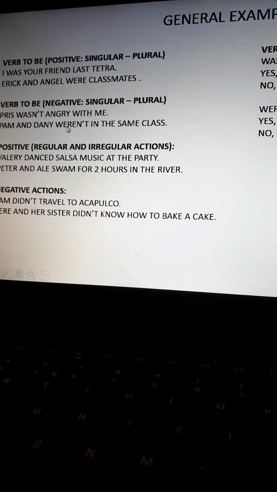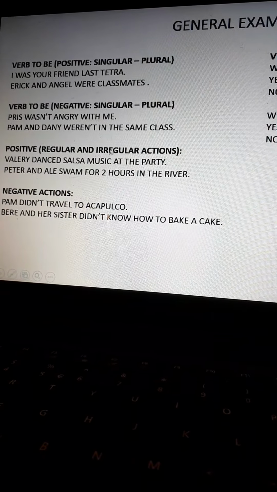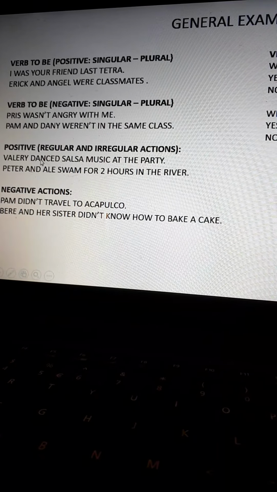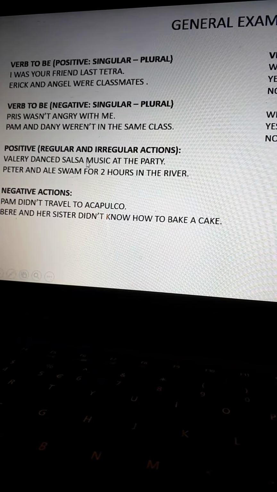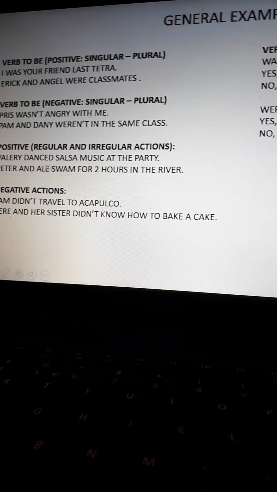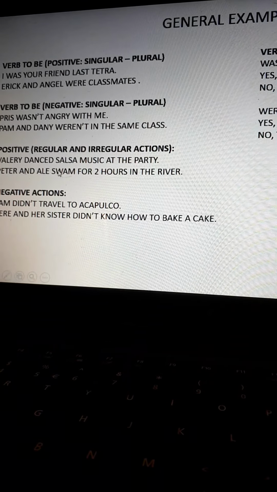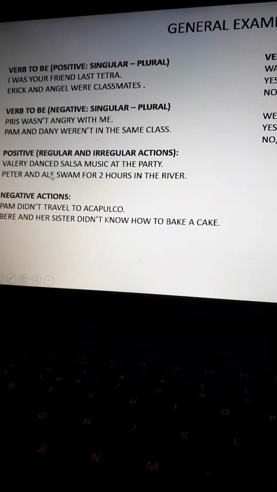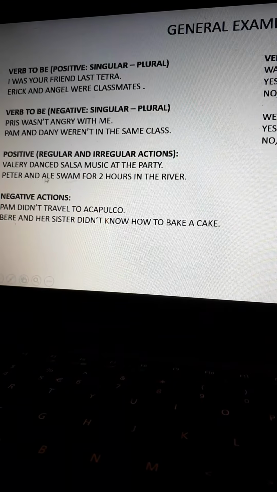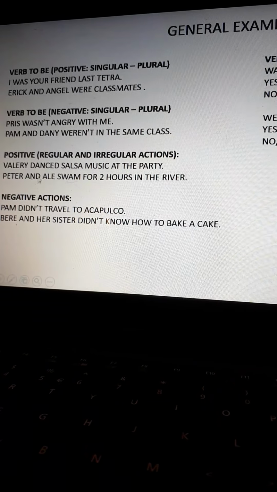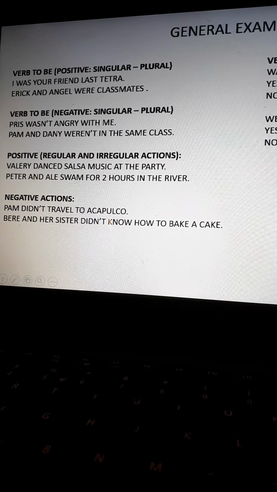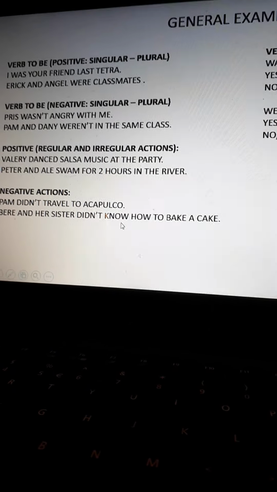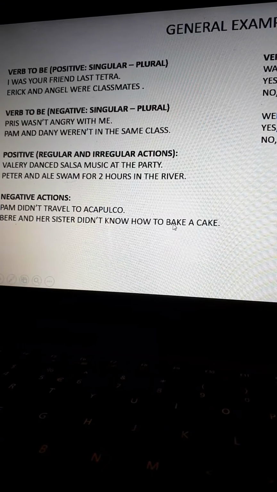And then we have more actions, okay, for regular and irregular actions. Valerie danced, regular, es verbo regular. Valerie danced salsa music at the party. Peter and Ale swam for 2 hours in the river. Swam es verbo irregular, es el pasado de swim, okay. This is positive. And now for negative, Pam didn't travel to Acapulco. For plural, Betty and her sister didn't know how to bake a cake, okay?